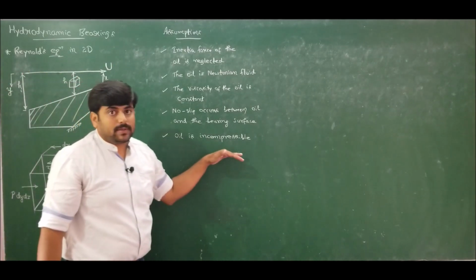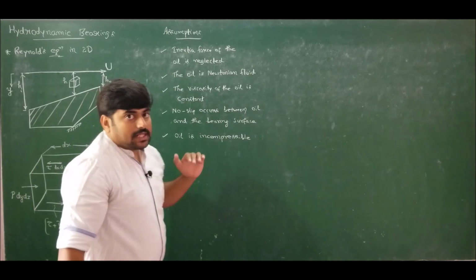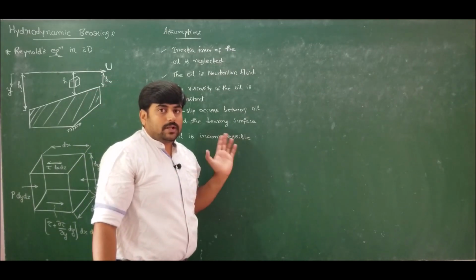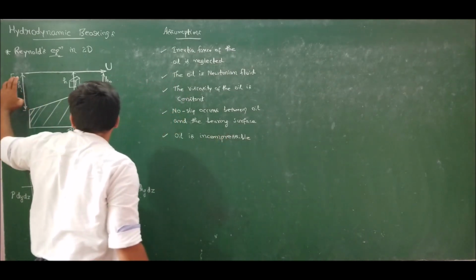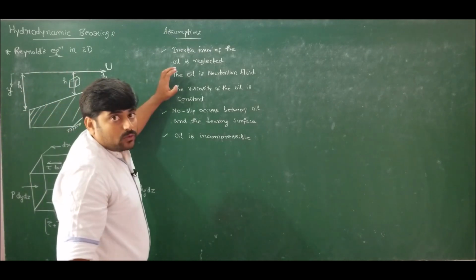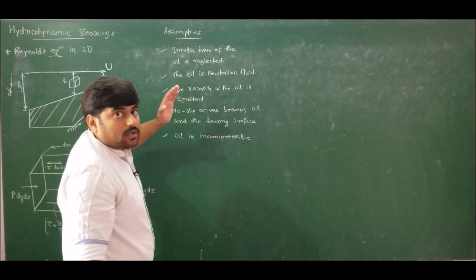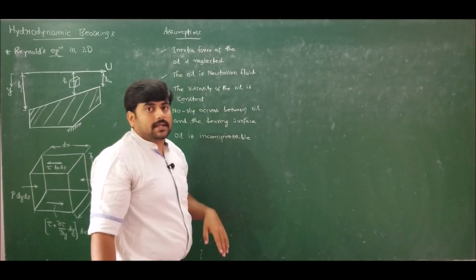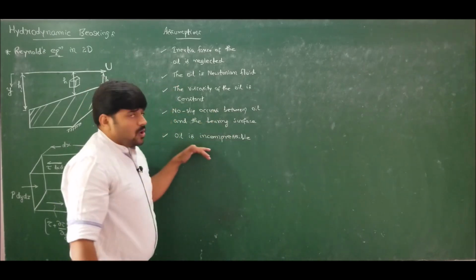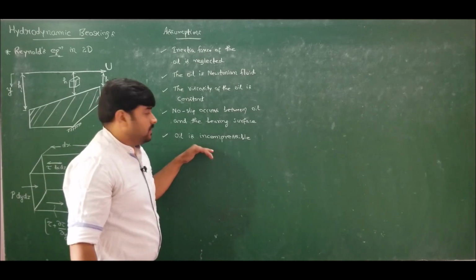The oil is incompressible, which is nothing but the conservation law of mass. The mass flow rate should remain constant. How much lubricant enters, that much lubricant should come out. If I measure per second, it should remain constant. That is mass flow rate, kg per second. Here I am measuring volume flow rate, meter cube per second.